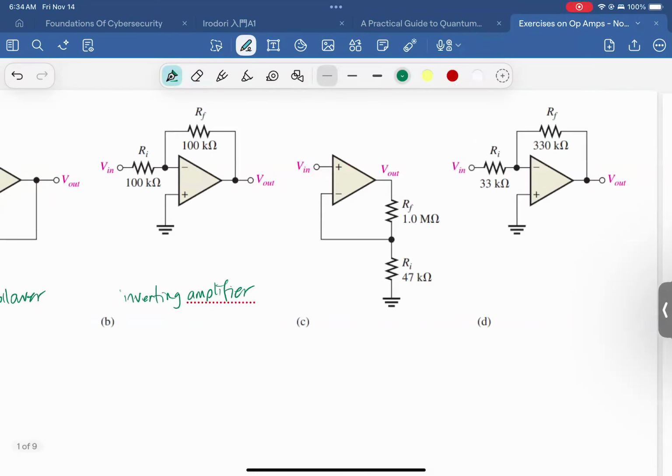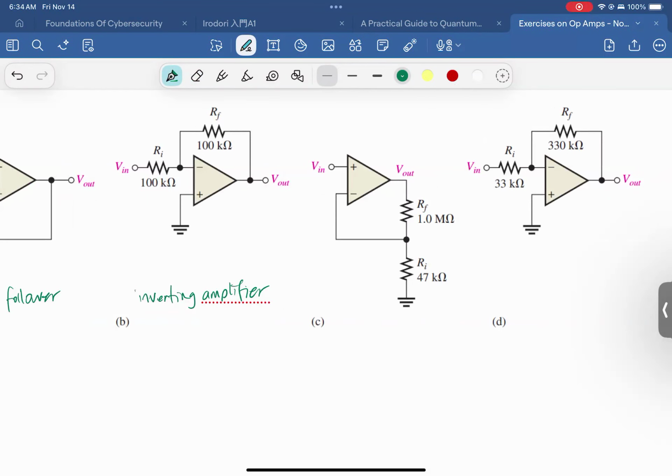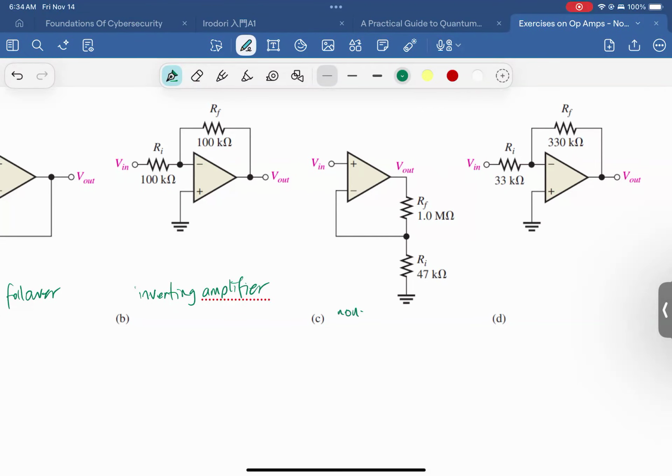And then ito, ang tawag natin sa circuit na to, sa letter C, so yung voltage input ay nakalagay sa non-inverting input. Okay, then you have a voltage divider dun sa inverting input. So ito ay non-inverting amplifier. And dito naman yung huling-huli, this is also an inverting amplifier if you compare it with letter B.